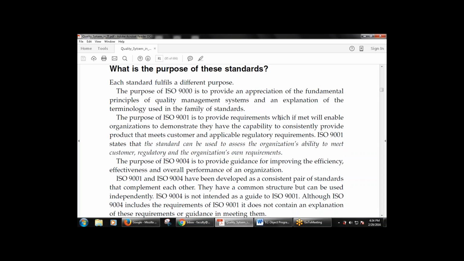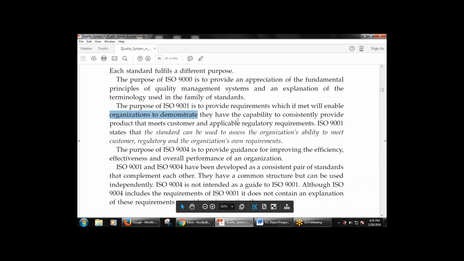The purpose of ISO 9001 is to provide requirements which, if met, will enable organizations to demonstrate that they have the capability to consistently provide a product that meets customer and applicable requirements. That means the ISO 9001 standard can be used to assess the organization's ability to meet customer, regulatory, and the organization's own requirements. That is the ISO 9001 standard.